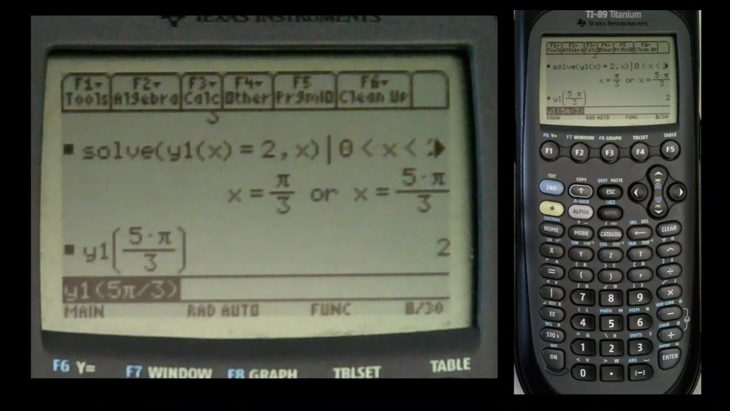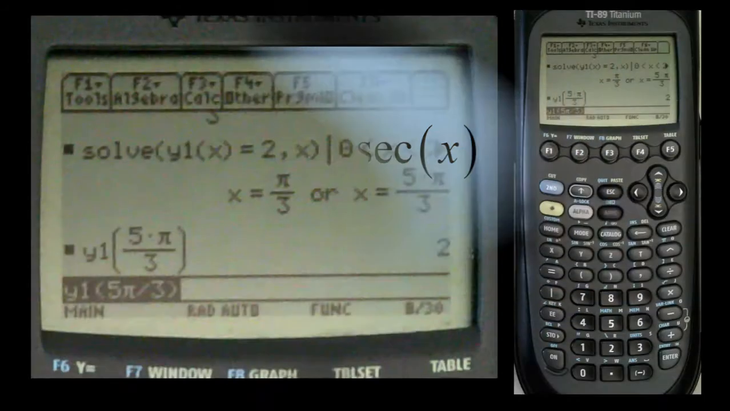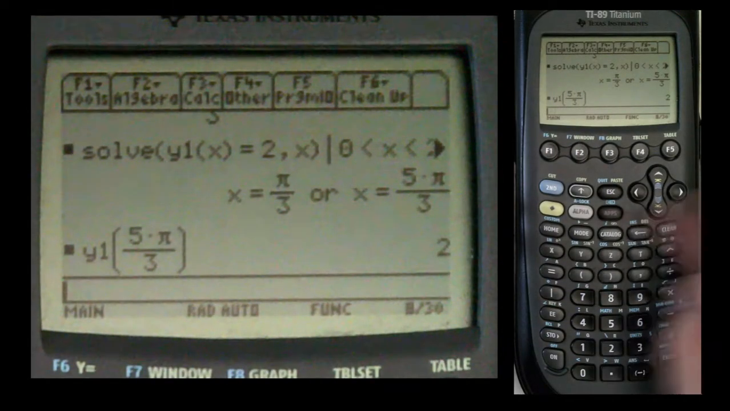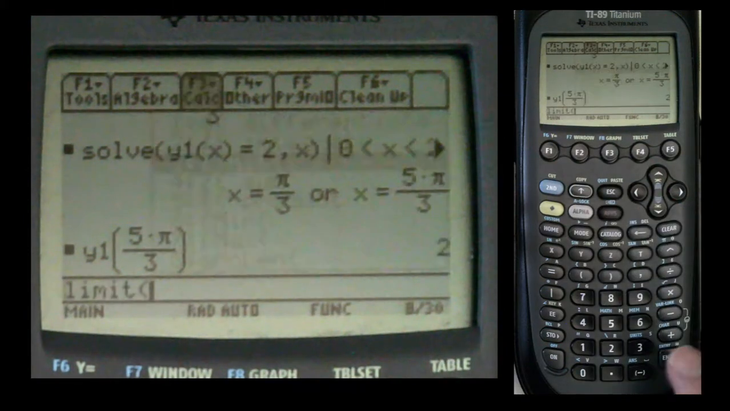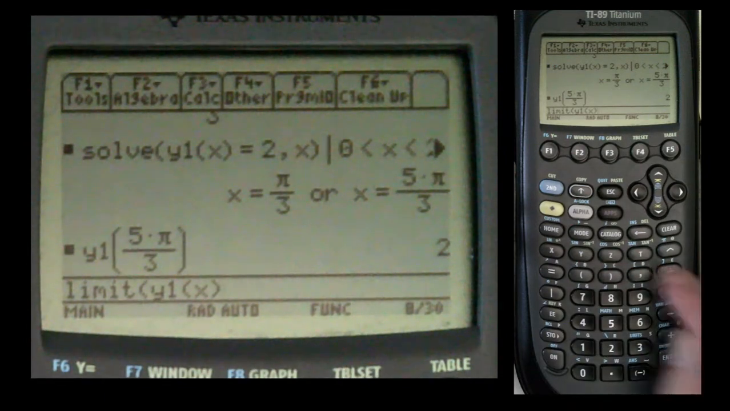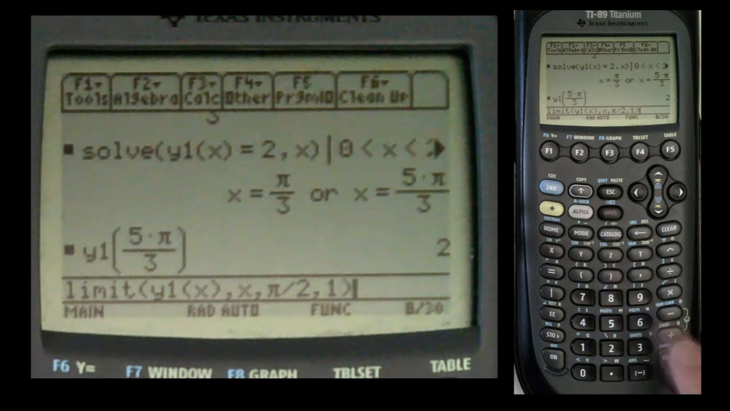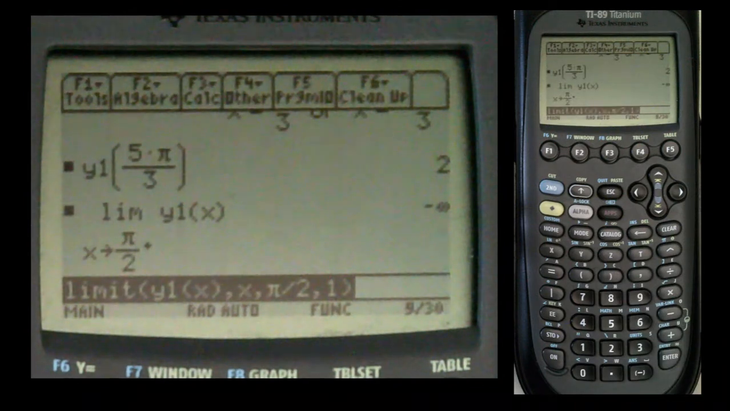We can also do limits. What's nice about this is you saw how annoying it was to type in secant. So here, instead of having to type in secant each time, we can just do y1 of x. So we're doing the limit of secant of x as x approaches pi over 2. We're going to do it from the positive side, so I'm going to put in positive 1. And you can see that that's going to be negative infinity. So as you approach pi over 2 from the right side, it goes to negative infinity.